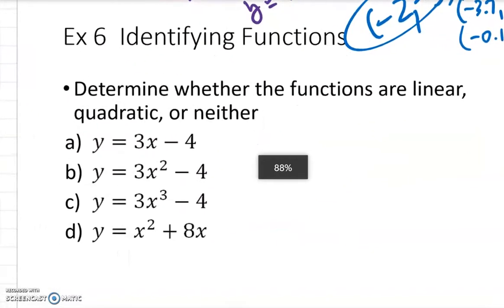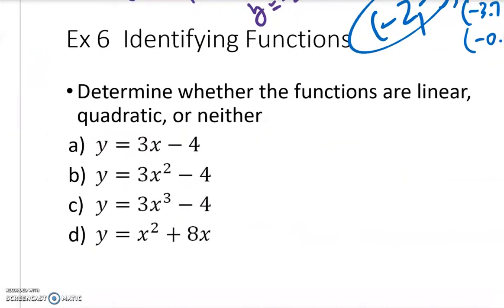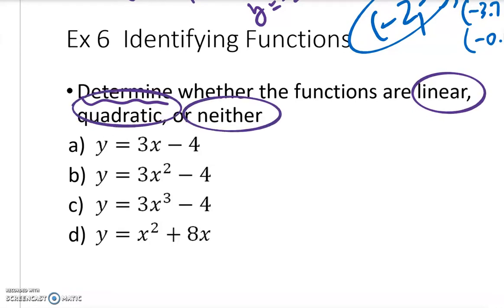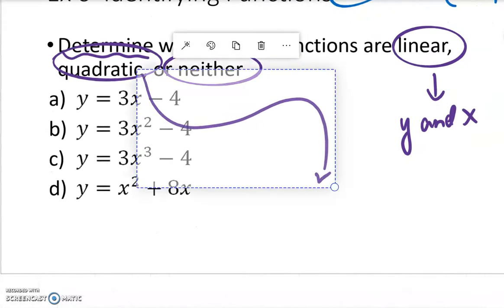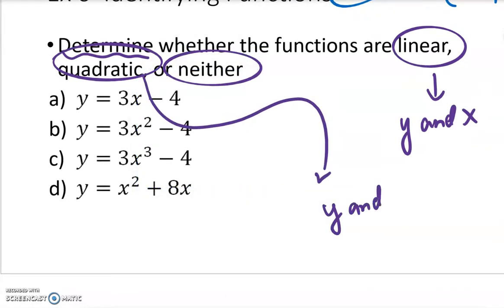Last thing we're going to cover here before wrapping up our notes is how to identify different functions. It's very important that you can determine whether functions are linear, quadratic, or neither. A function is linear when you have y and x. A function is quadratic when you have y and x squared. It is neither when you don't have either of these.